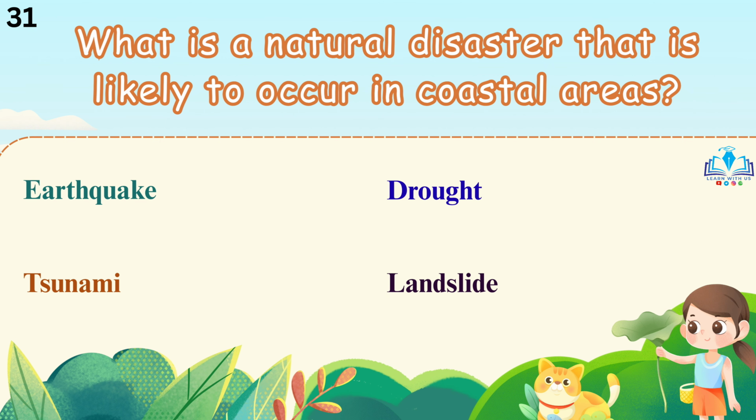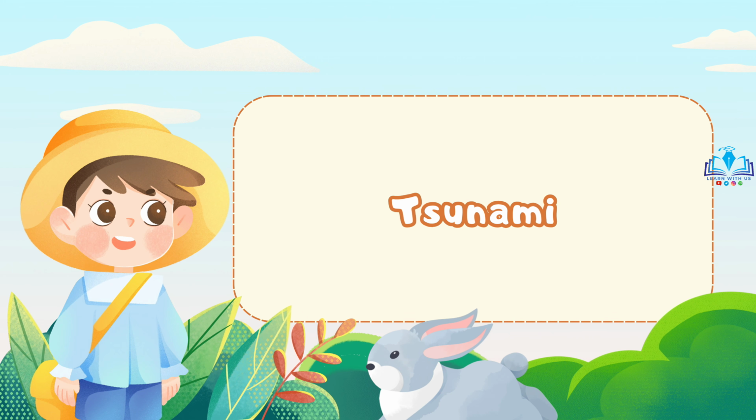Question 31. What is a natural disaster that is likely to occur in coastal areas? A. Earthquake, B. Drought, C. Tsunami, D. Landslide. Answer C. Tsunami.